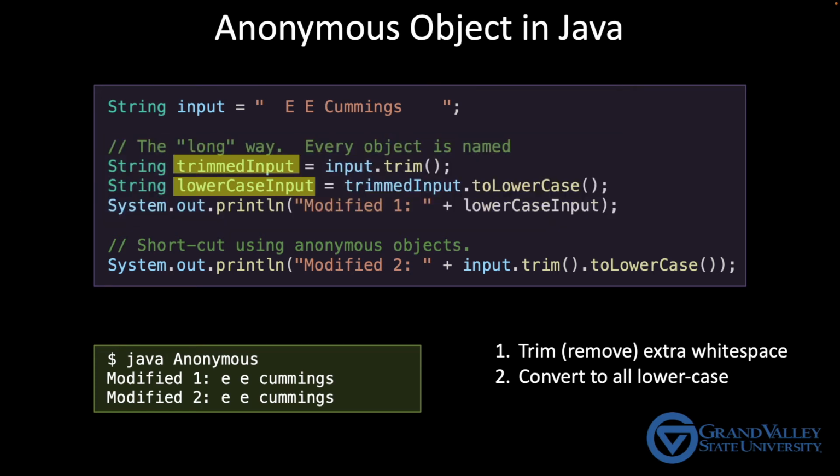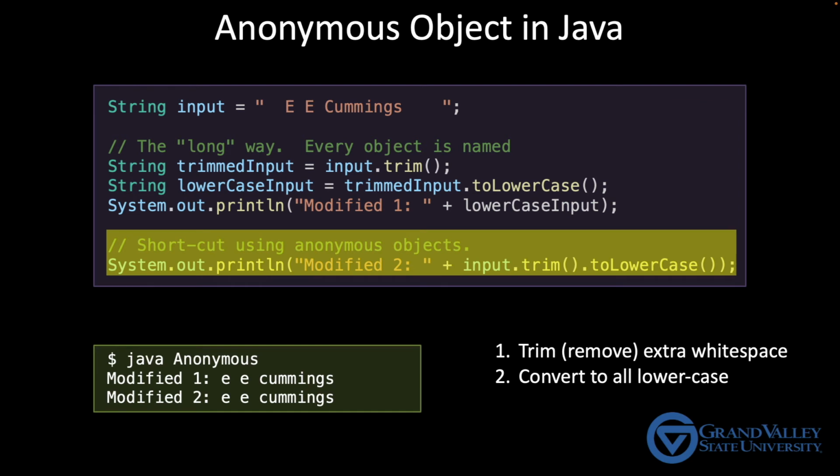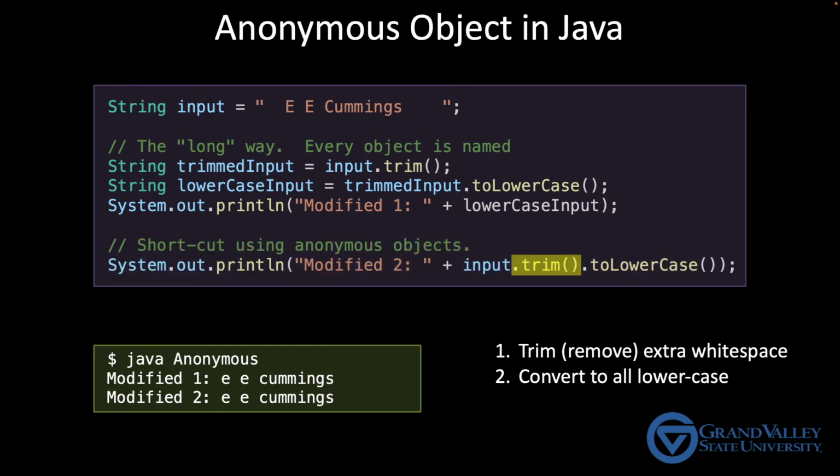And when doing this, each intermediate object is named. The result of running trim is called trimmed input, so that we can then refer to that object on the next line when calling toLowercase. In contrast, the second code block performs both modifications on the same line. First, trim is called on the string named input. That trim method returns a new string object with the leading and trailing white space removed. That returned object is never named. Instead, the code immediately calls the toLowercase function on that object. Similarly, the string returned by toLowercase is never named either.